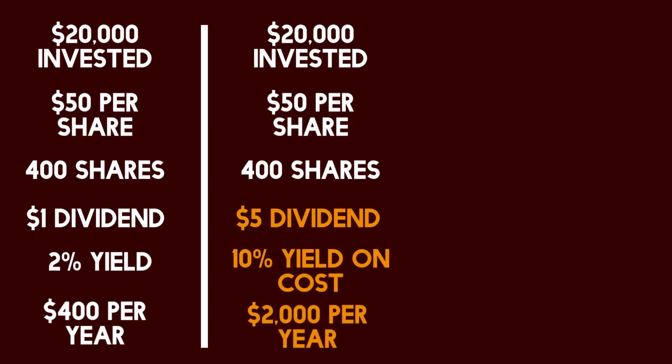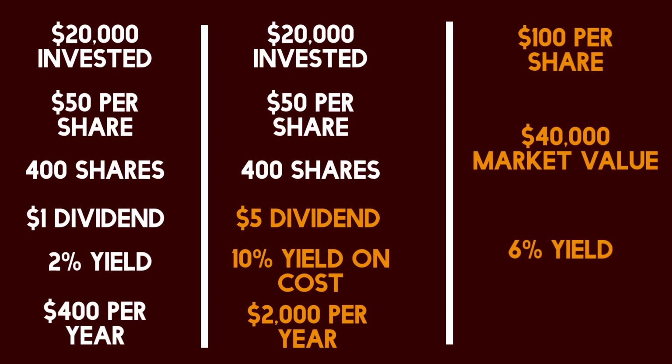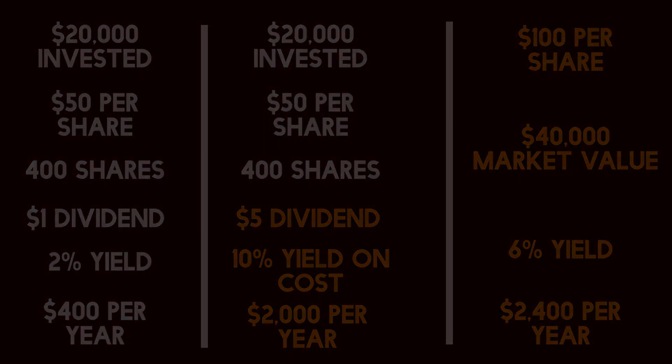But what if the price of the shares has risen to $100 each as well? Your initial investment of $20,000 now has a market value of $40,000 if you were to sell. So, if you sold all of your shares and bought other shares with a current yield of 6%, which is lower than your 10% yield on cost, you'd earn $2,400 from the new purchase, which is a higher monetary value than your $2,000 a year from your initial investment. This is something I'd never considered before, and the theory does make a lot of sense.